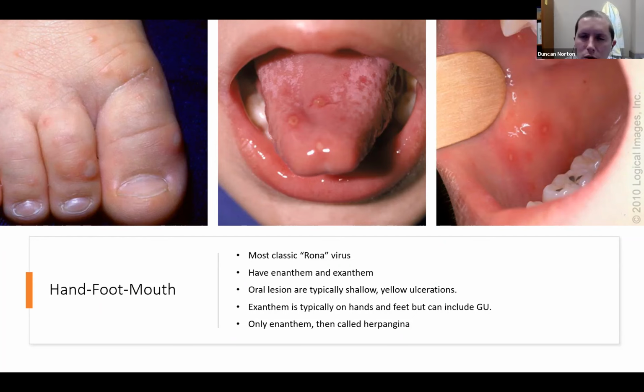But the coxsackie version of this is typically the more severe of it. It can involve the GU area, not just the hands and feet, as the exanthem. If you only have the enanthem, it's known as herpangina. So keep that in mind.